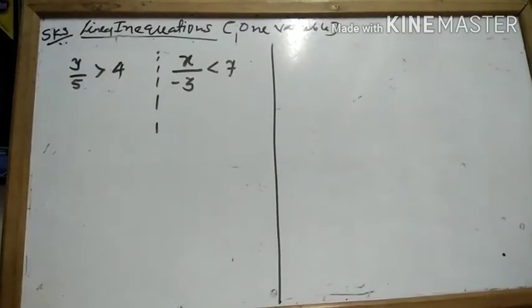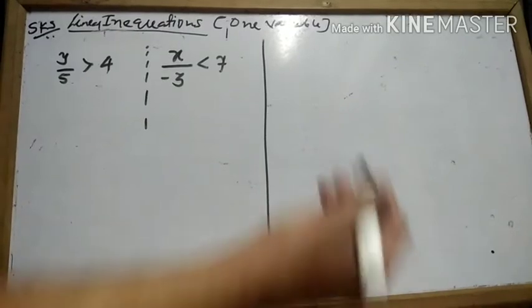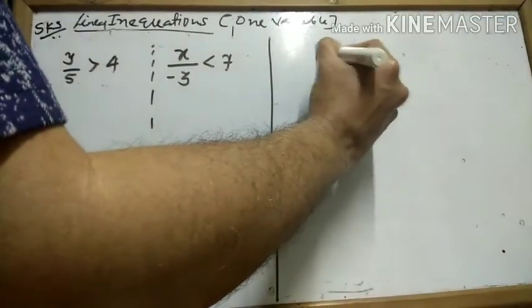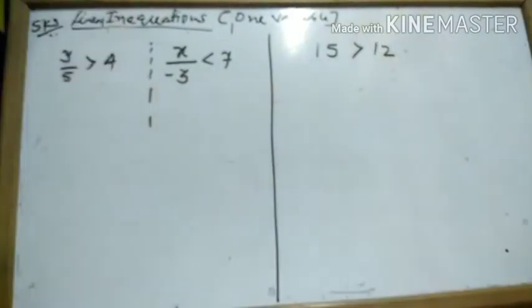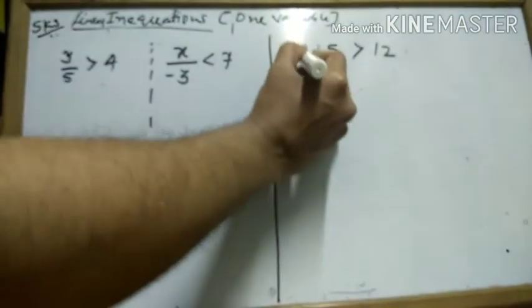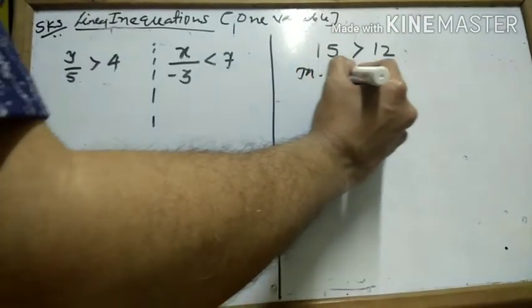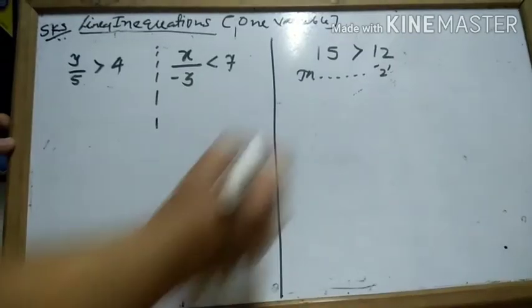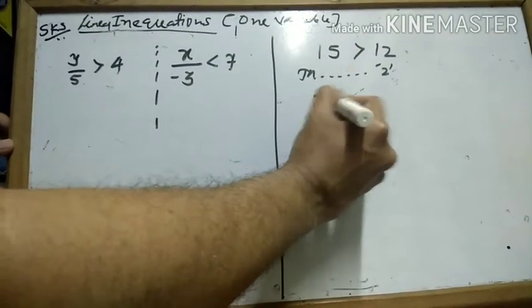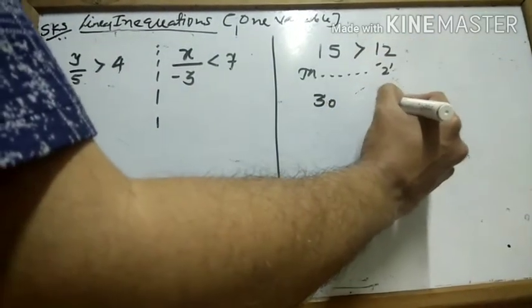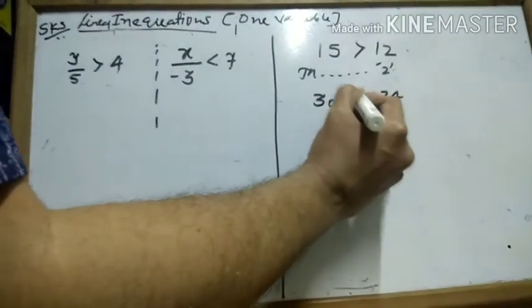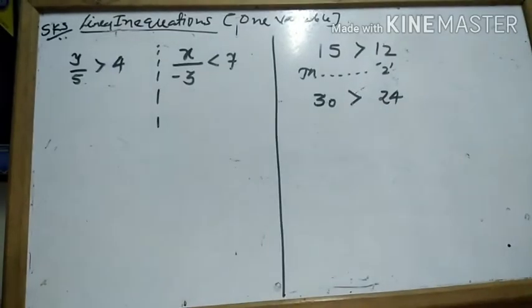Before I explain these rules, let me take this example. For example, I am writing 15 is greater than 12. I am multiplying both sides of this particular inequation by positive 2. So 15 2s are 30, 12 2s are 24. So 30 and 24, if I compare, it will be the greater than sign.